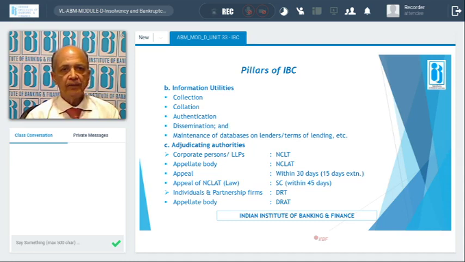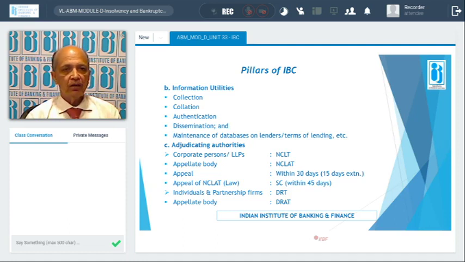Then the third pillar is the adjudicating authority. That is very important. Under this, we have seen the coverage: corporates, LLPs, partnership firms and individuals. They are all covered by the code, the IBC Act 2016.